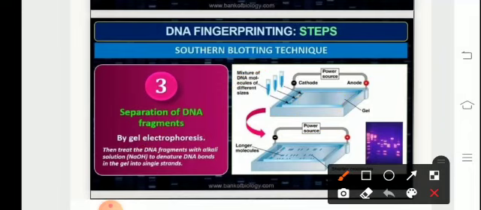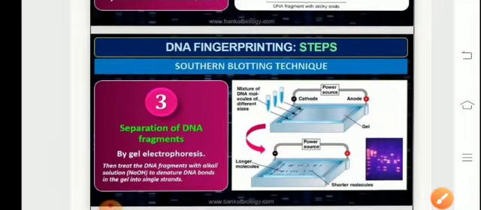With the help of the comb, we are going to create wells at the negative terminal, and we'll carry out the loading of the DNA fragments isolated in the wells. So here, where the arrows have been depicted, we are going to carry out the loading of the DNA fragments, which we had obtained in step number 2. And DNA being negatively charged, on the basis of the length of the fragment, we'll see that the smaller fragments will move to the end, as can be seen over here, and the larger fragments will remain behind.